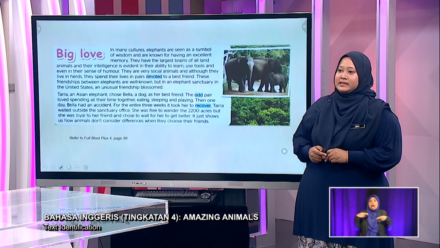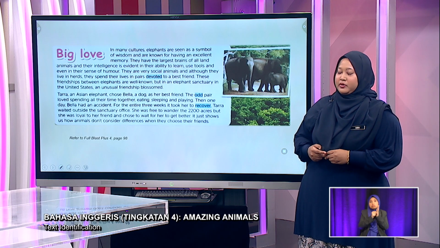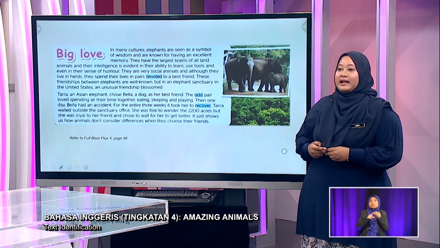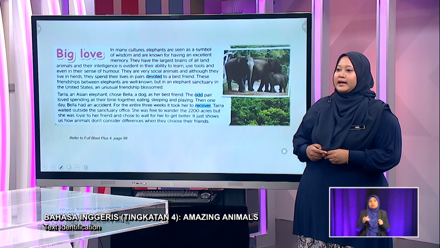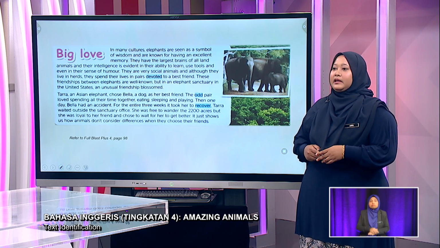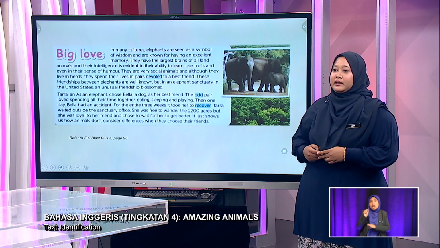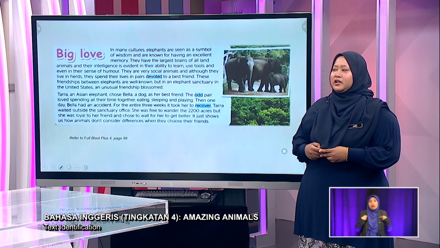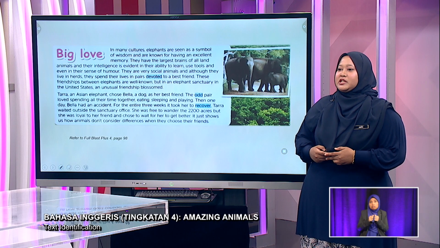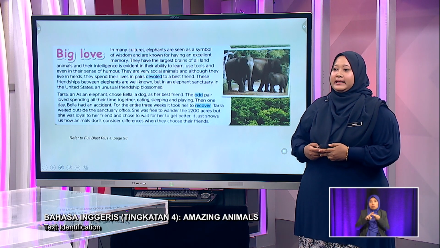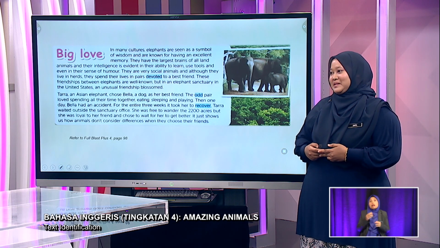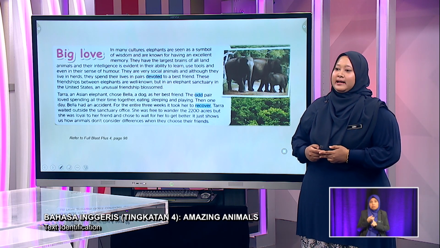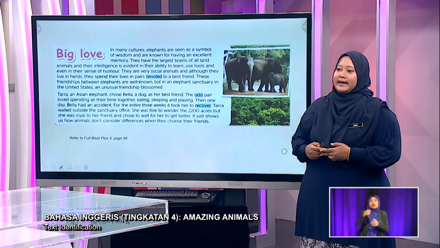In many cultures, elephants are seen as a symbol of wisdom and are known for having an excellent memory. They have the largest brains of all land animals, and their intelligence is evident in their ability to learn, use tools, and even in their sense of humor. They are very social animals, and although they live in herds, they spend their lives in pairs, devoted to a best friend. These friendships between elephants are well known, but in an elephant sanctuary in the United States, an unusual friendship blossomed.